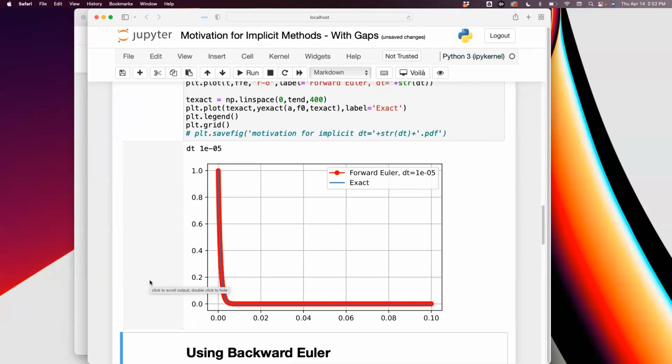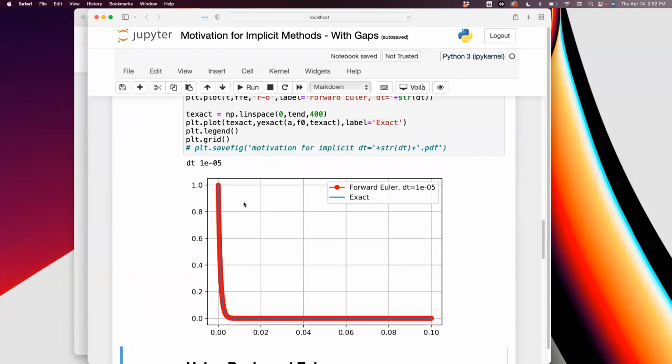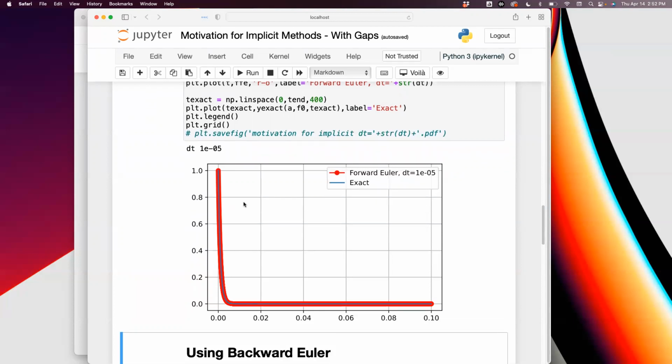This is a problem that has two time scales. The first time scale is the behavior of the solution in this very short period of time over here. It drops down in a fraction of a second, and then it cruises along over the rest of the time. So there are two dominant time scales in this problem. And the fastest time scale is going to dictate how well explicit methods are going to be able to solve the problem.